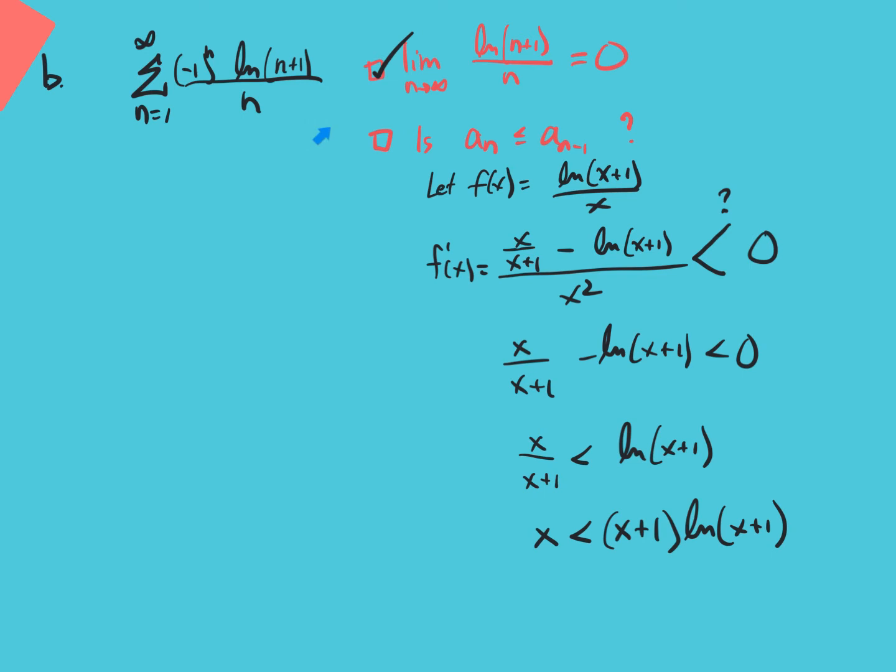Keep in mind x values are 1 or bigger, so this factor is going to be 2 or bigger. And so when x is, let's say 1, is 1 smaller than 2 times the natural log of 2? Well, the natural log of 2 is about 0.6. So 0.6 times 2 is about 1.2, so the answer is yes. So this is true. Our terms are getting smaller, and we're done. This series converges by the alternating series convergence test.